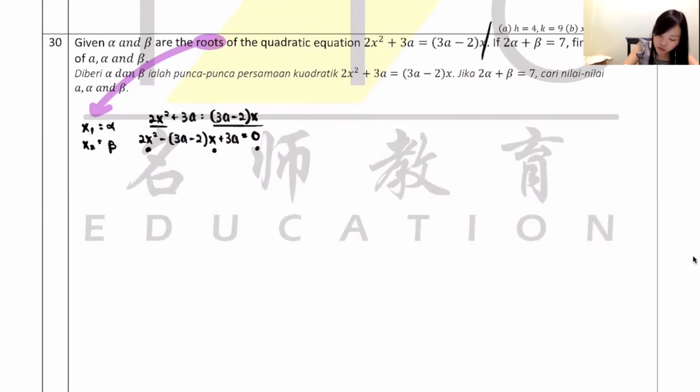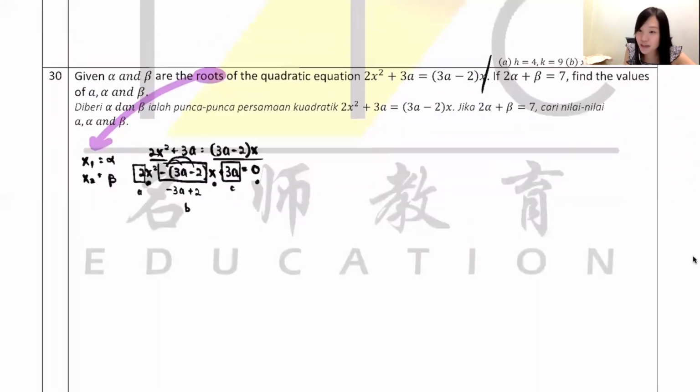So my A is 2. Guys, my B, what is my B? Very good, Yuxuan. Guys, don't tell me negative 3a minus 2. Your B should be the whole thing. But if you open the bracket, negative, positive, negative, negative, negative, positive, isn't it your B will be negative 3a plus 2? Then your C, isn't it, will be 3a. Very good, Yuxuan. This is your A, your B, and your C.